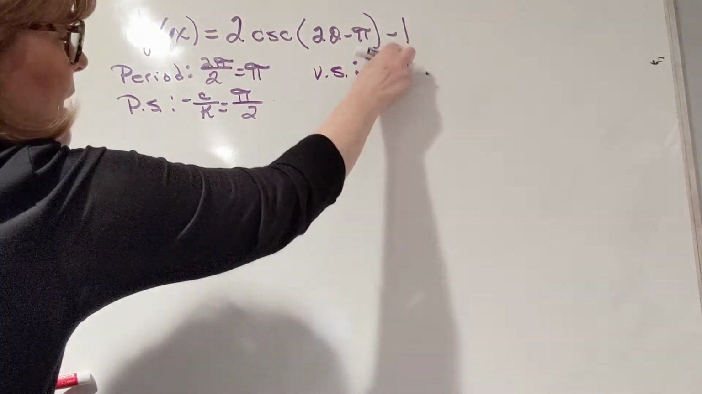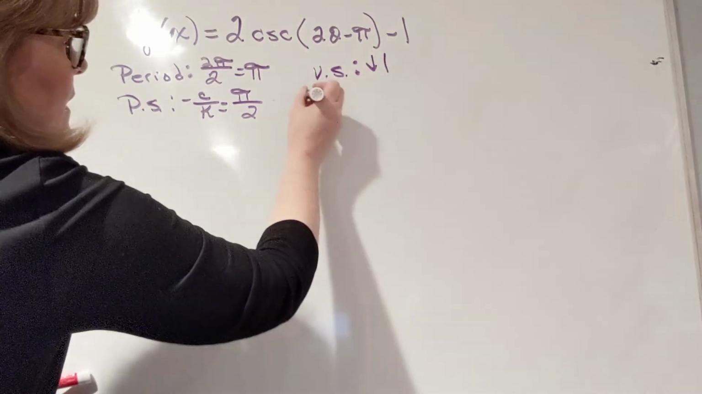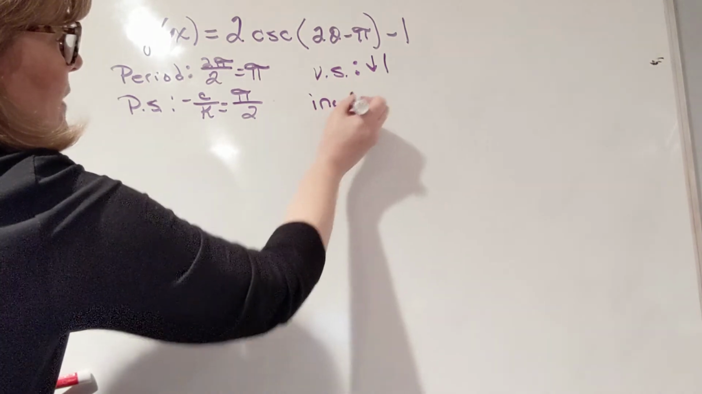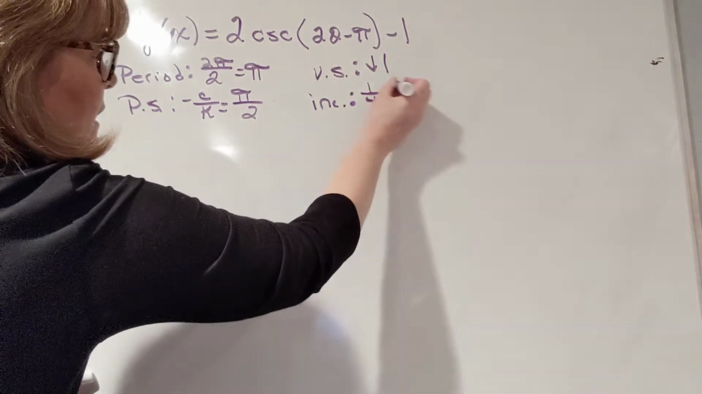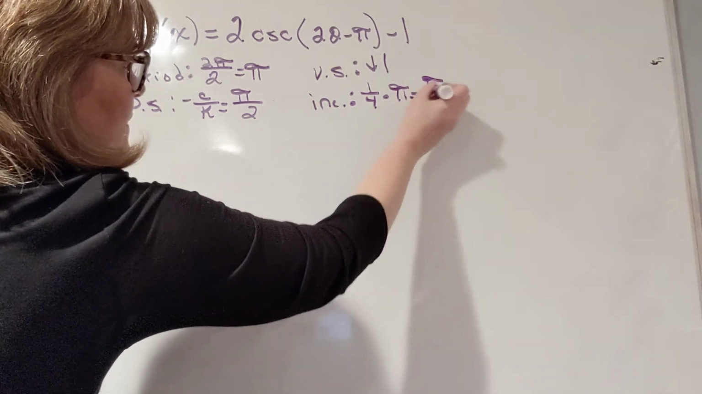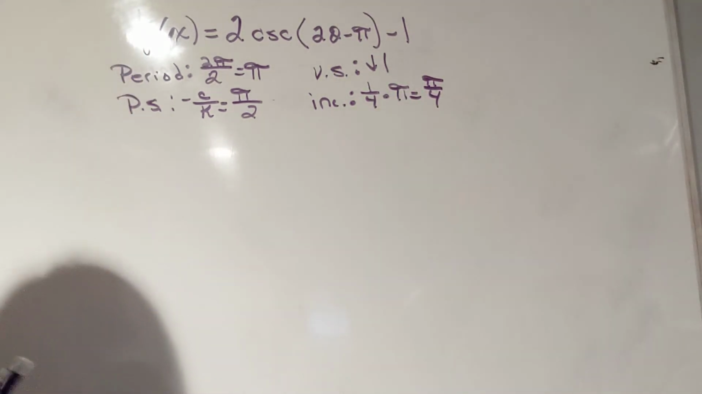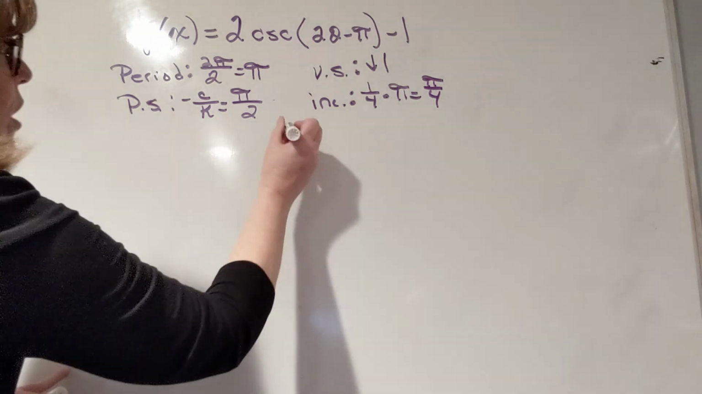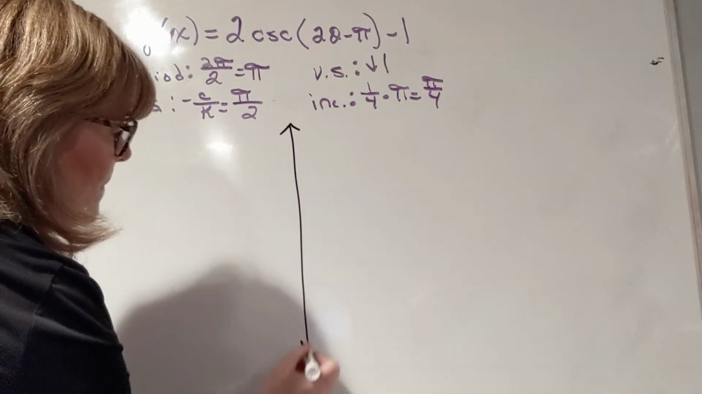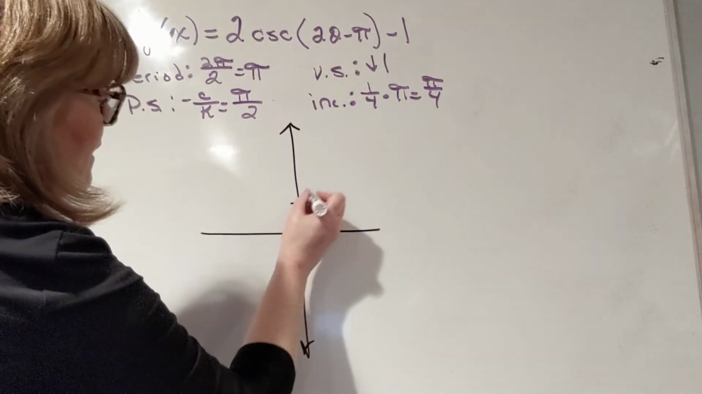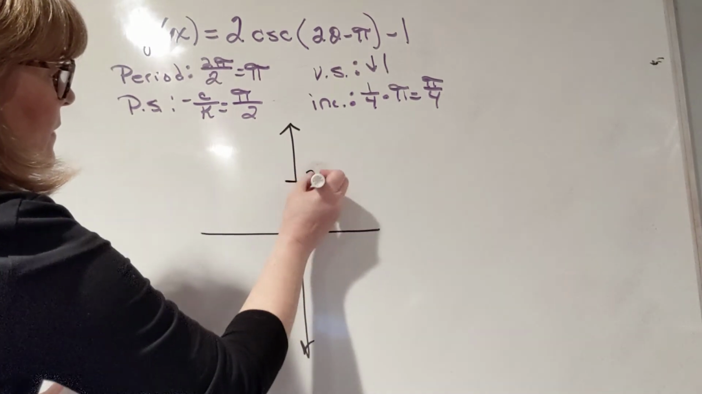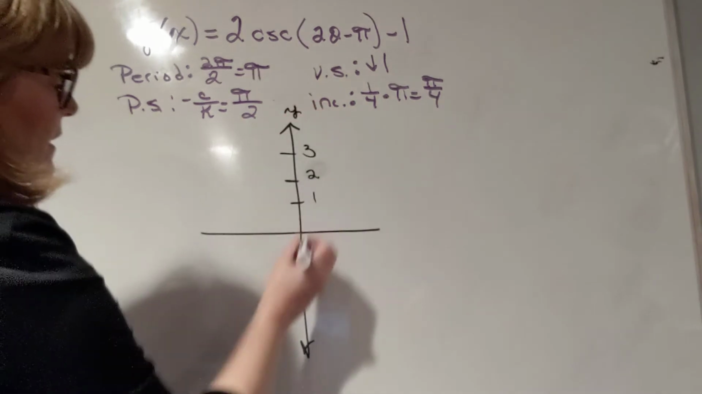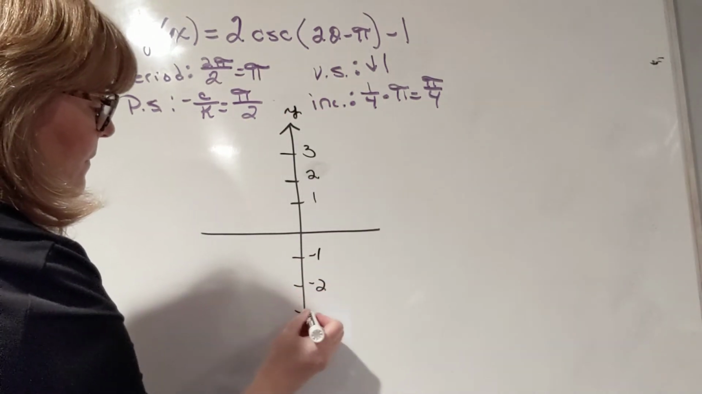Are we moving this up or down? We're moving it down 1. And what should the increments be along the x-axis? It's a quarter of the period, and the period's pi. And a quarter of pi is pi fourths. So let's draw our x and y axis. Along your y-axis, as long as you go up and down 3 units, I think we'll be fine. Oops, 1, this should be 2. And then 3, then down 3.